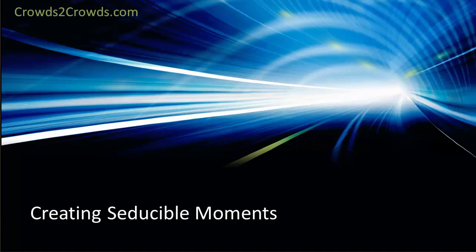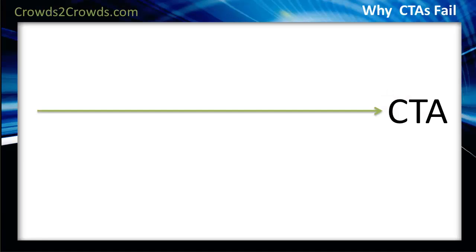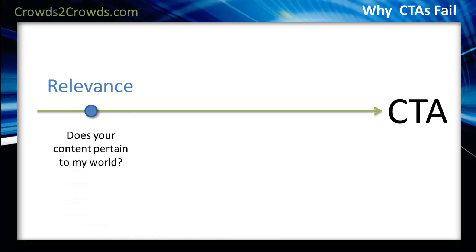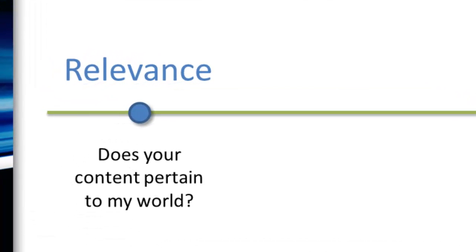All right, creating a seducible moment. So why do email calls to action fail? Well, let's take a look. Obviously, it has to be relevant, right? It has to pertain to my world. Otherwise, I guarantee you I'm going to trash it. Now, with marketing automation, making emails more relevant is pretty much a given. But there must be something missing. In fact, there is. Just because something's relevant doesn't guarantee that I'm going to click through.